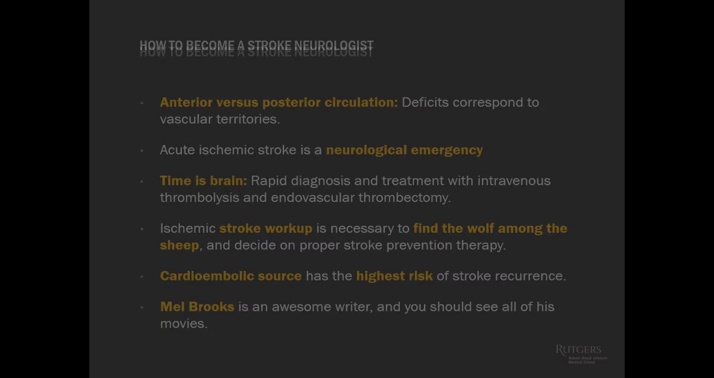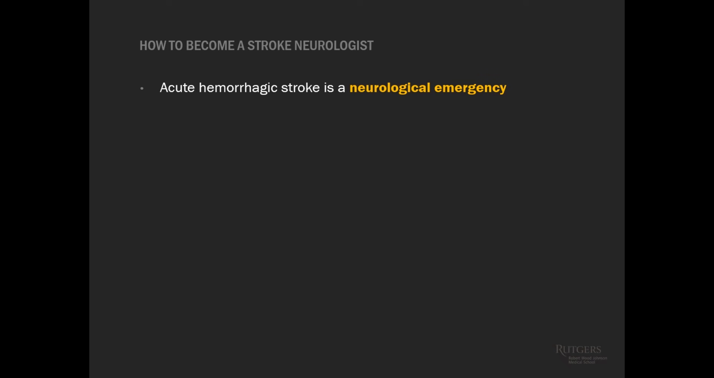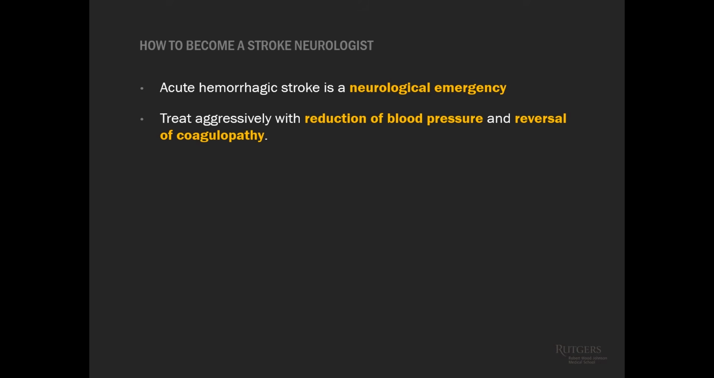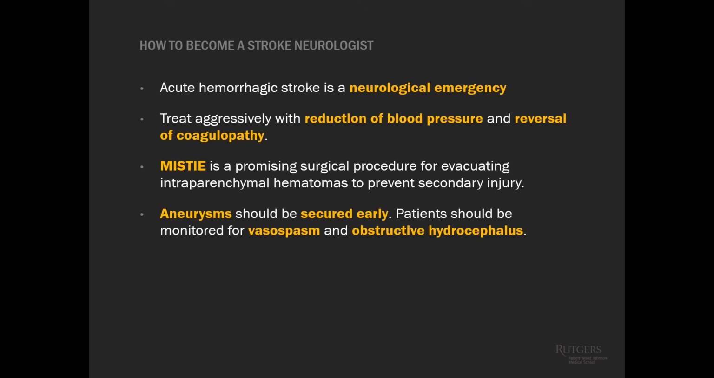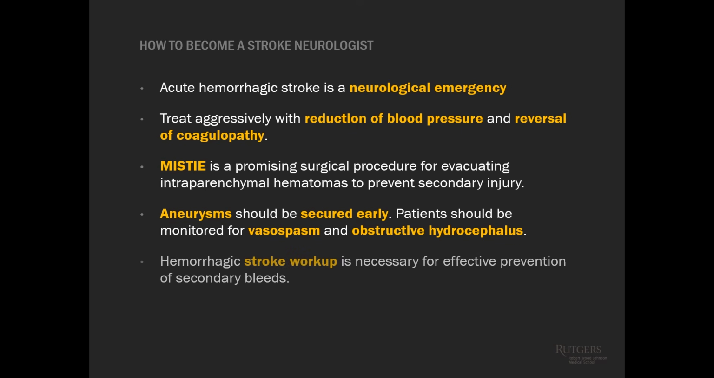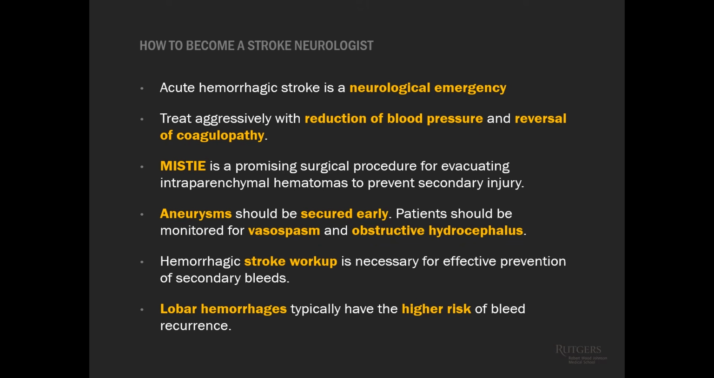Now, on the hemorrhagic front, acute hemorrhagic stroke is also a neurologic emergency, obviously. You have to treat aggressively, but in this case, we're trying to prevent rebleeding or expansion, so we need to reduce the blood pressure and reverse coagulopathy. MISTIE is shaping up to be a promising surgical procedure for evacuating intraparenchymal hematomas to prevent secondary injury. Aneurysms need to be secured early, and patients should be monitored for vasospasm and obstructive hydrocephalus. And hemorrhagic stroke workup is necessary for effective secondary prevention of bleeds. Lobar hemorrhages typically have the highest risk of rebleed. It's the lion in the room.